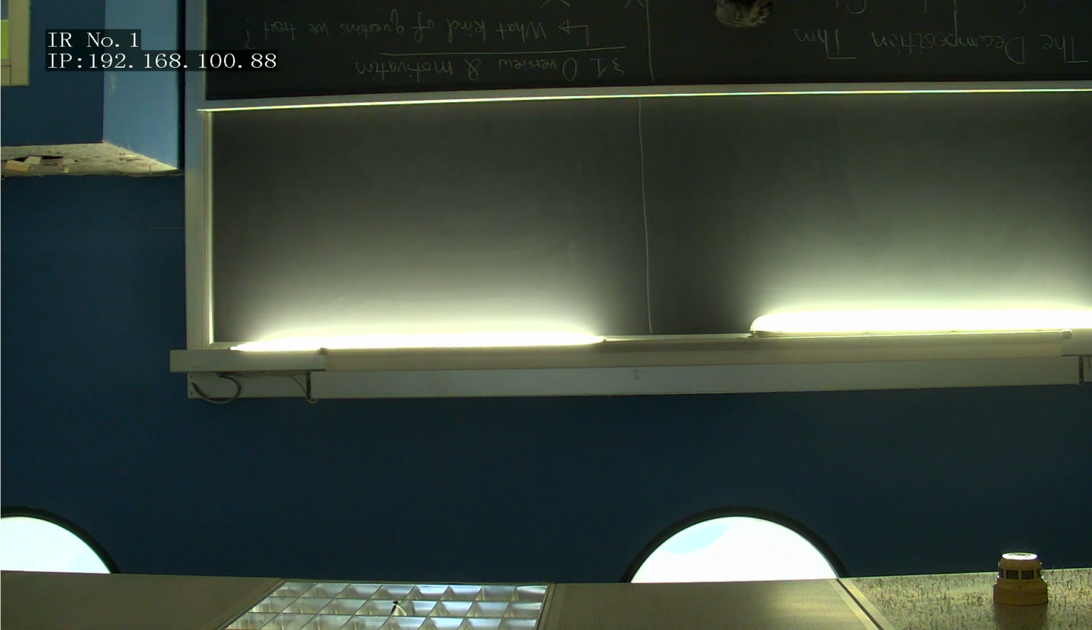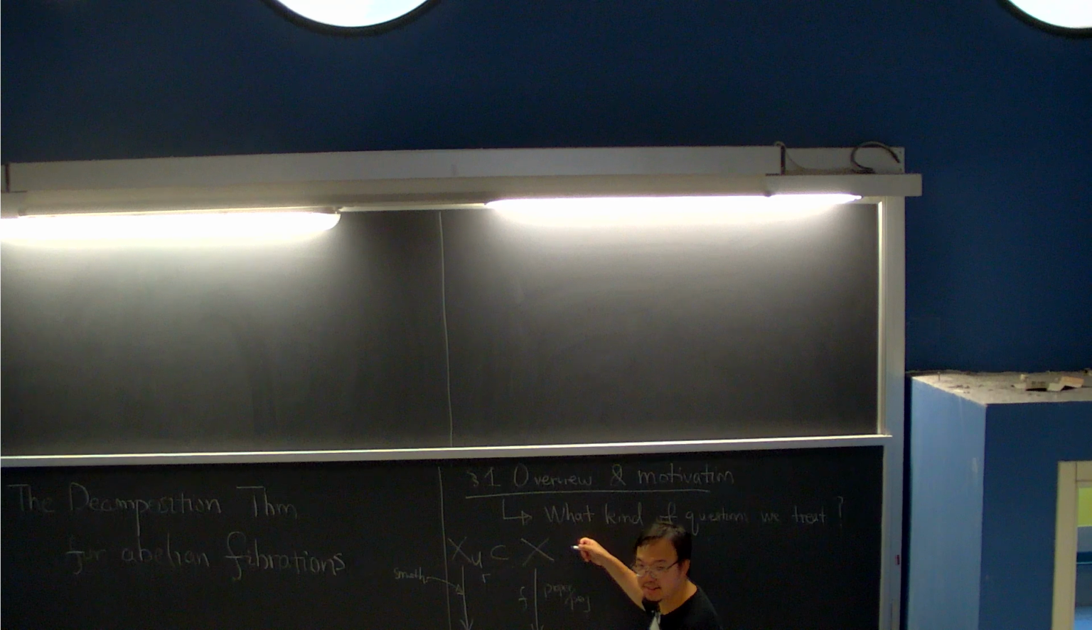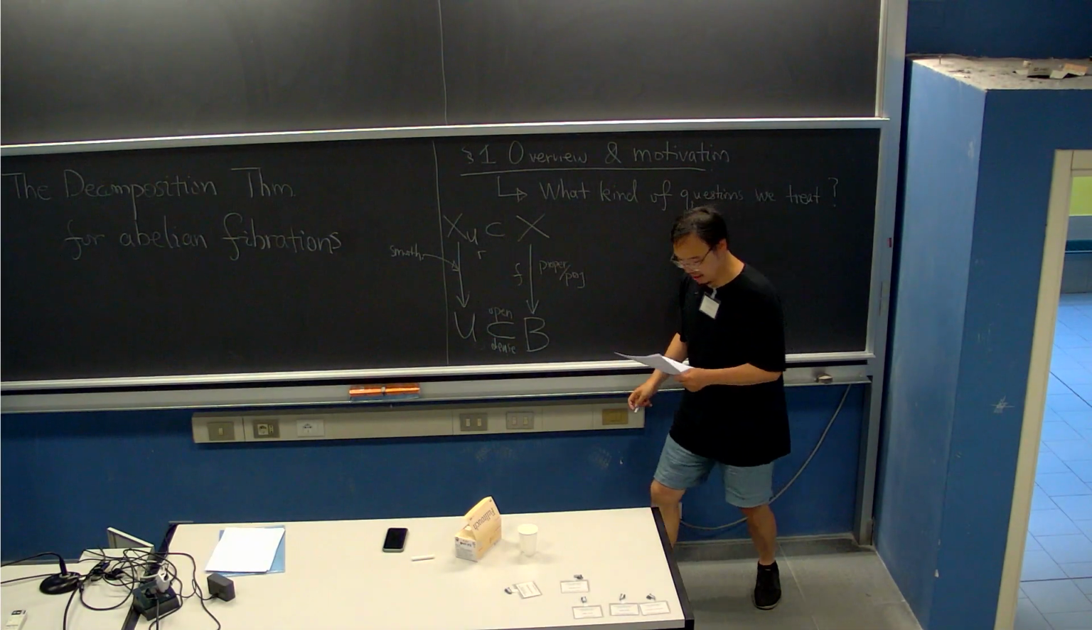So let's write an open U, which is open dense, over which the geometry of this tower is well understood. So this part will be smooth. However, the complicated situation usually happens at the boundary of this torus fibration.